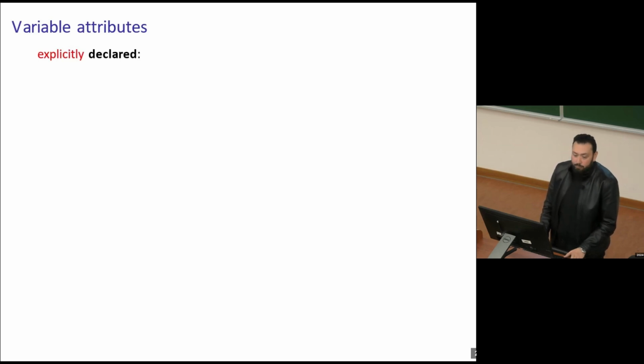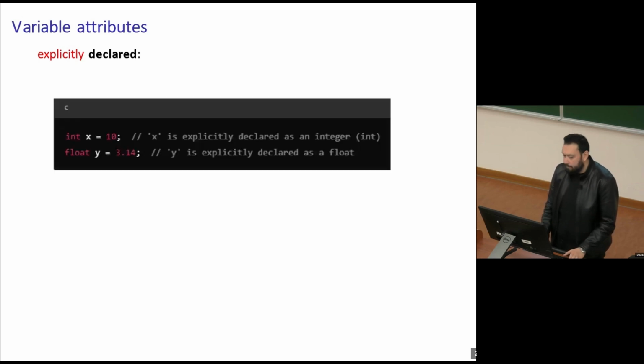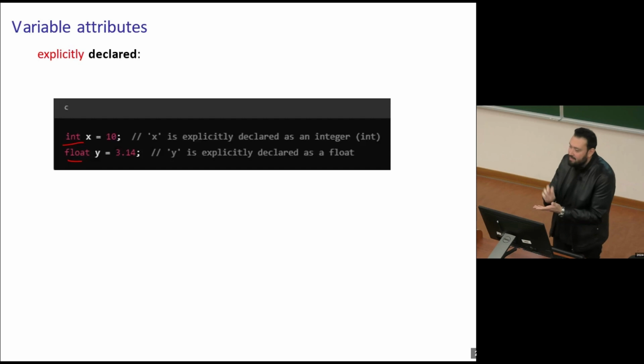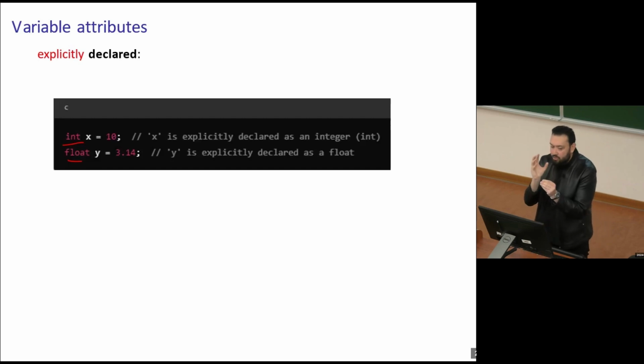Now, an example for explicitly declared can be what? C, the type. So you need to declare the type explicitly. It's not going to work if you don't do that. You need to say int x equals something. So this x is an integer. This y stores float. So that's called explicit attribute. So the type is an explicit attribute in C.